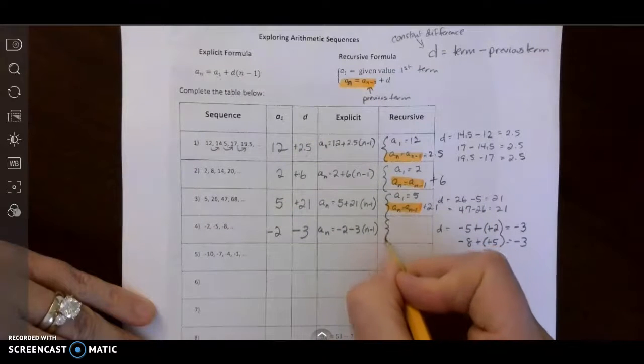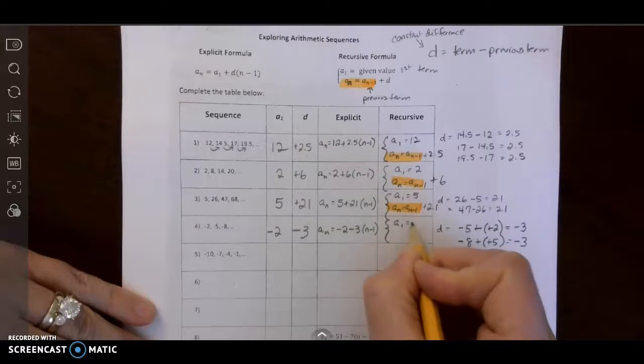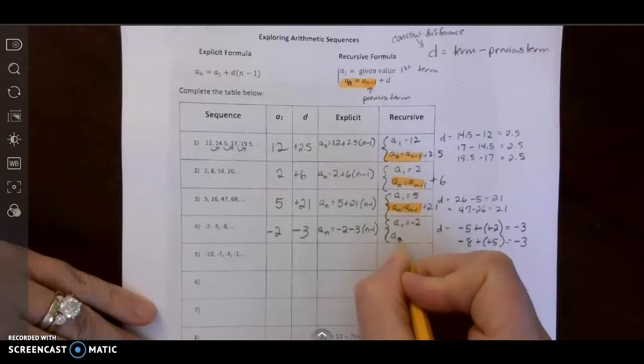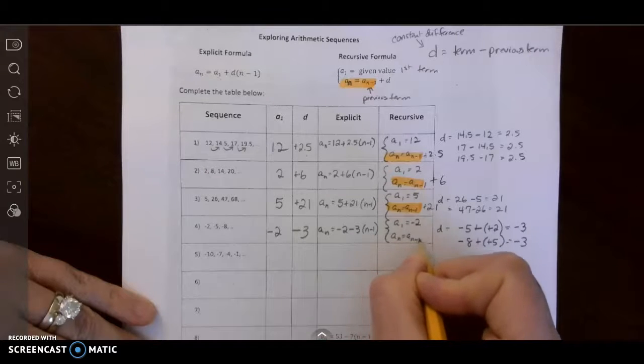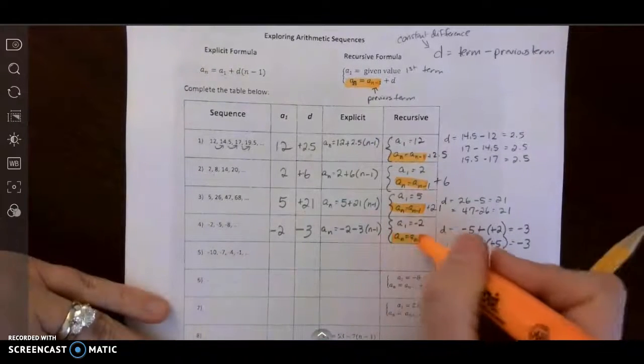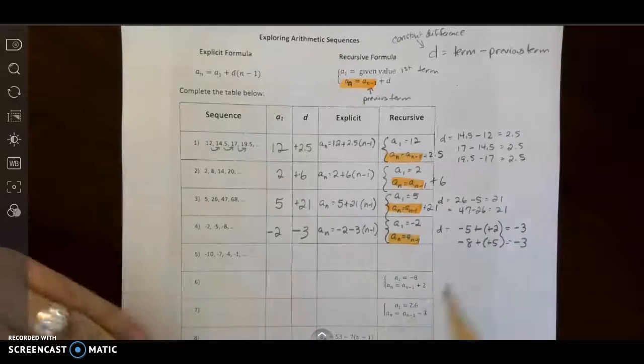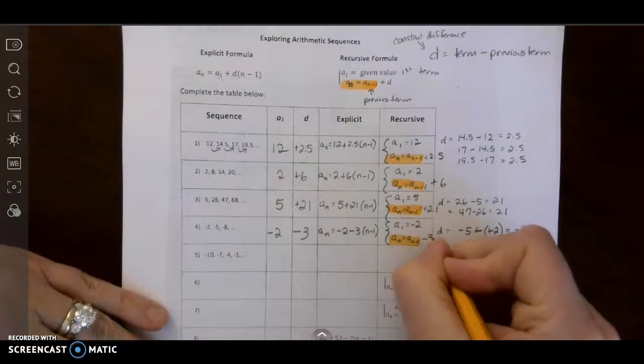For my recursive formula, my first term is -2, and then I say a sub n equals the previous term. Notice again, every time I start it the same way, then -3.